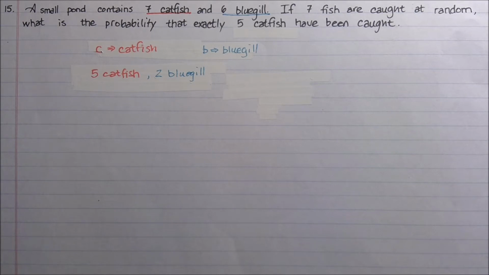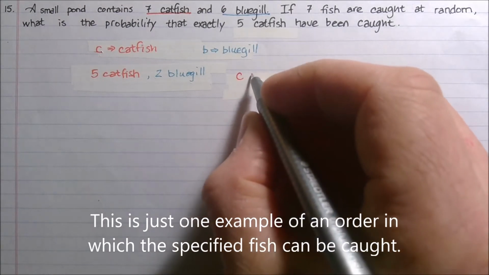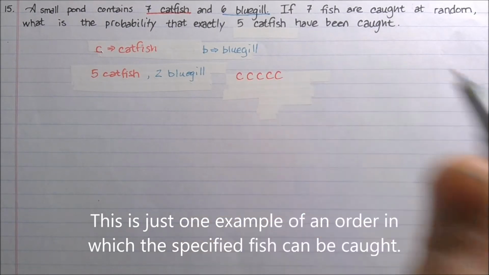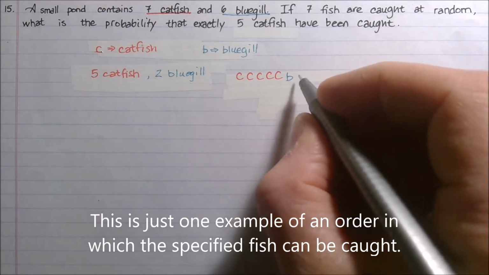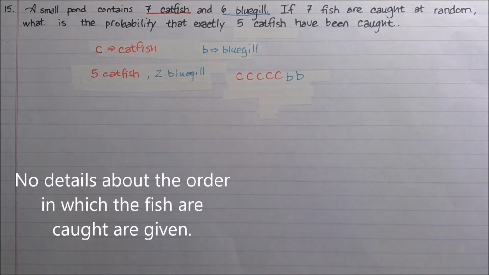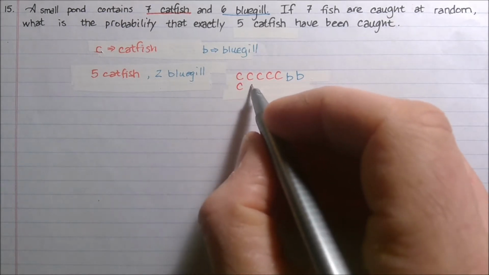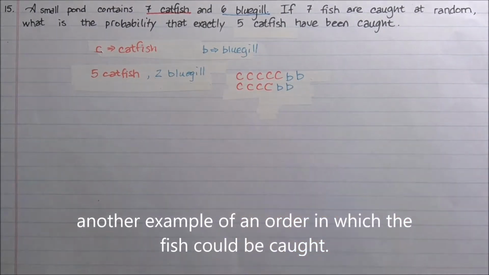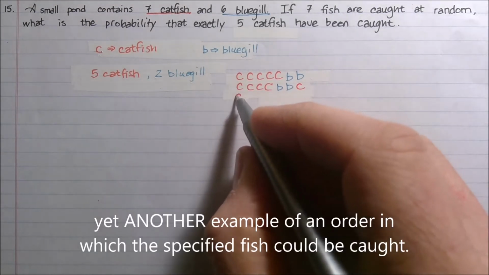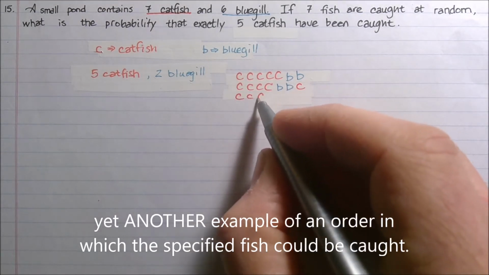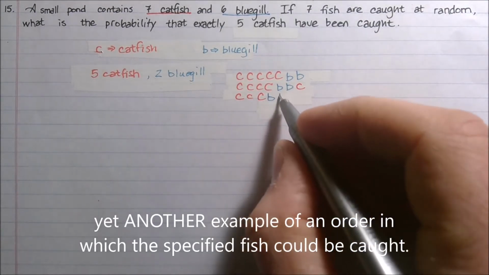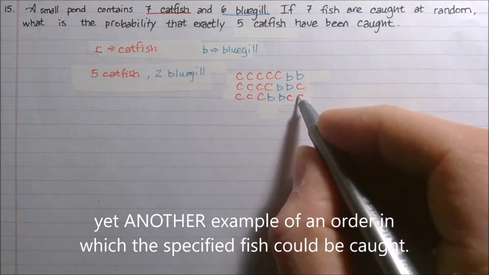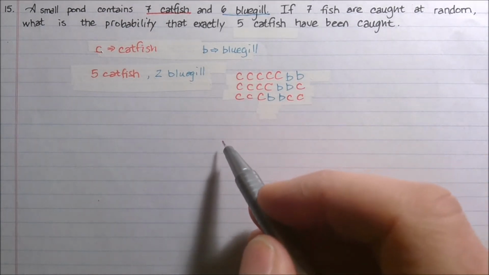The first thing to think about here, for me anyway, is that I could catch catfish, catfish, catfish, catfish, catfish, and then my bluegills after. But there's nothing saying that they have to be caught in that order. I could also catch 4 catfish, then 2 bluegills, and then finally the 5th catfish, right? Still 7 fish. But then there's also the possibility that I could catch 3 catfish, then the 2 bluegills, and then 2 more catfish. And you can probably see this pattern that's going to show up.